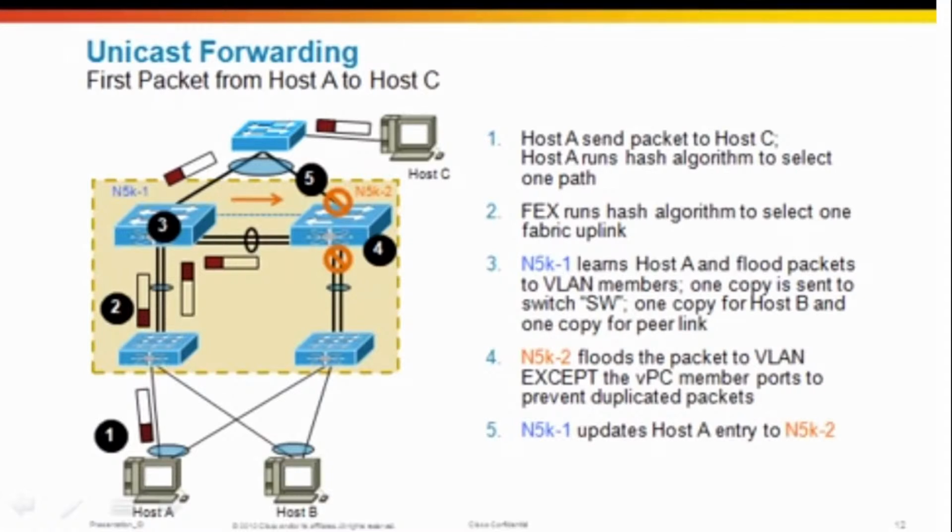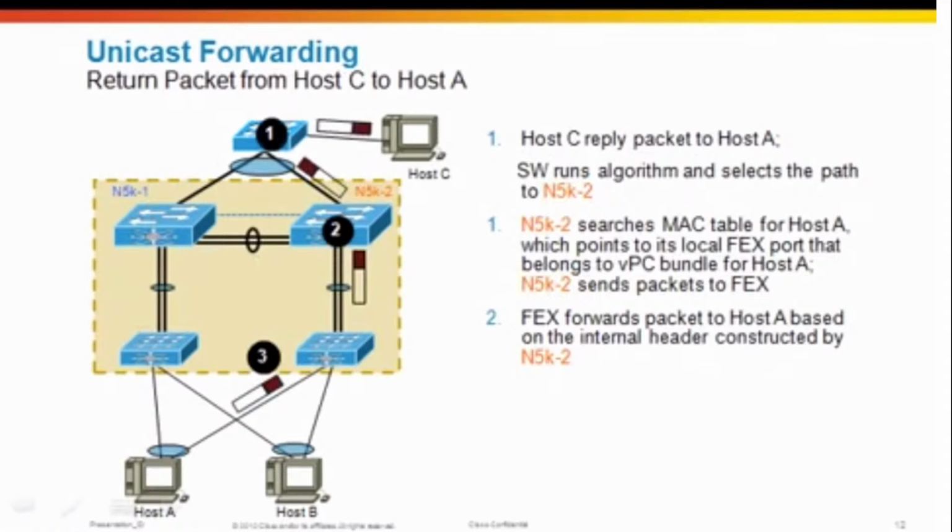Now, let's talk about the return packet. So host C would like to talk back to reply to host A. So it sends the packet, and it's received by the switch upstream. The switch upstream, as you can see, also has a VPC to both 5Ks, and for that switch, it's as one logical switch. So the switch on the top will run its own algorithm and select the path. And let's say in this case, it will select the path to 5K2.